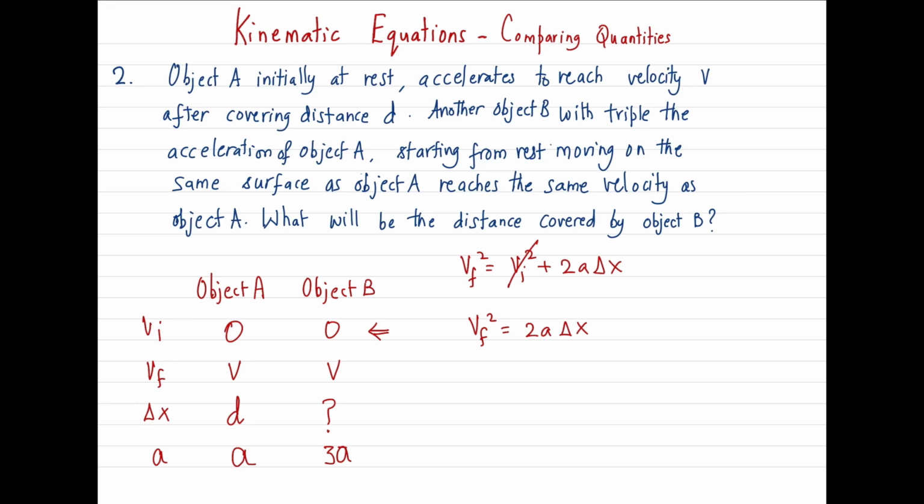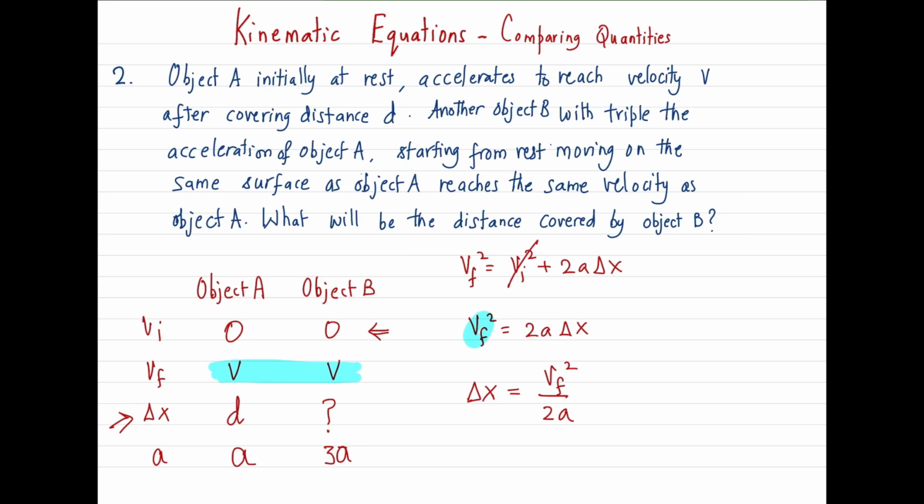We can see there are two things which are constant here. No, only one thing is constant, that is velocity is constant. So final velocity is constant. Okay, so I can rearrange this equation. Instead of acceleration, let me rearrange the equation for delta x, because that's what we are trying to find. So delta x is equal to VF square over 2A.